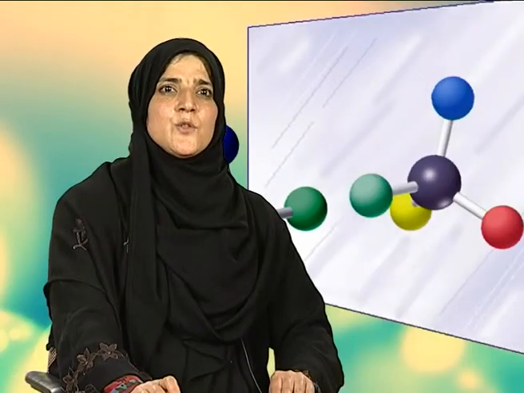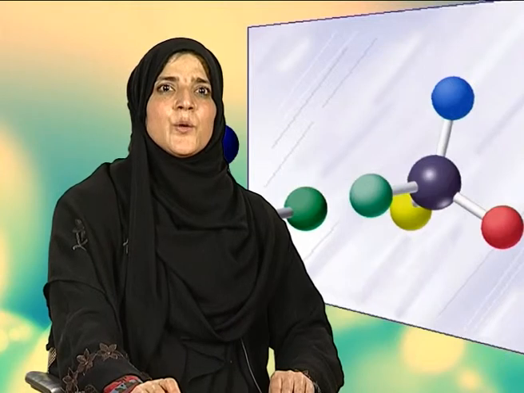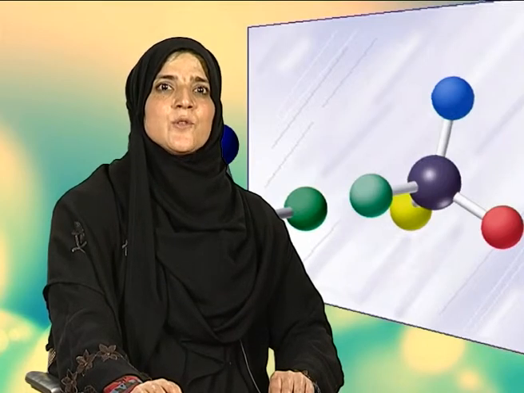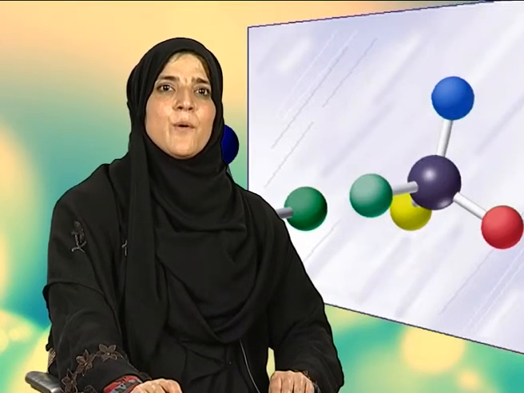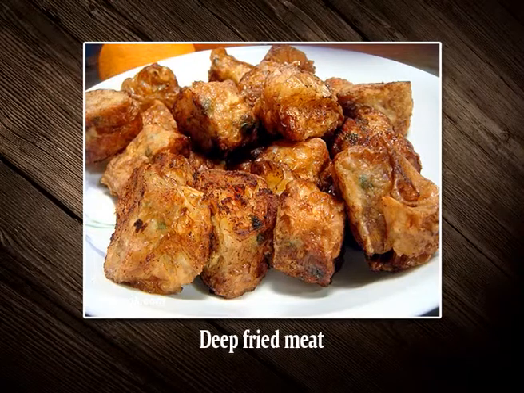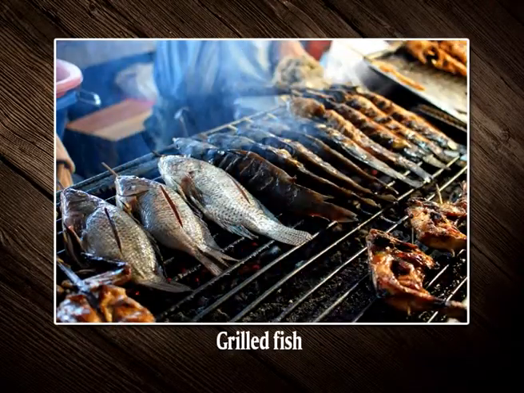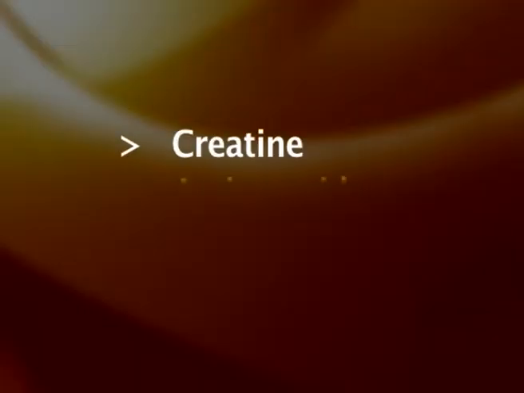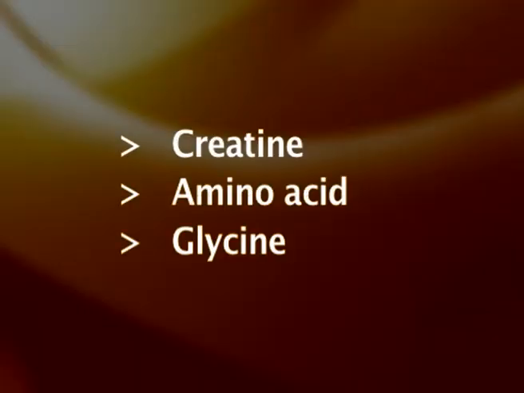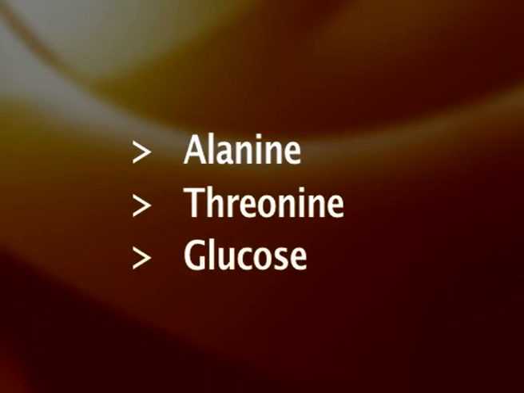Compounds like 2-amino-3-methylimidazoquinoxaline and 2-amino-3,8-dimethylimidazoquinoxaline were obtained from meat extract, deep-fried meat, grilled fish, and heated model mixtures on the basis of creatine, amino acids (glycine, alanine, threonine), and glucose.